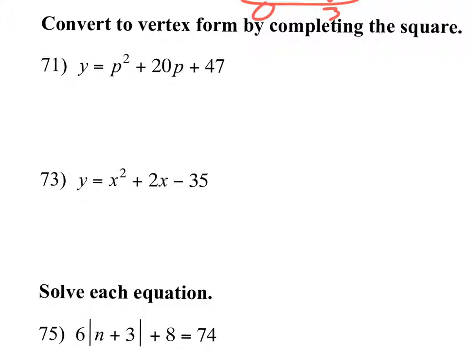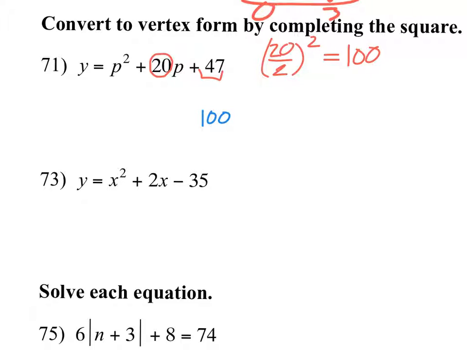For number 71, we've got to convert this to vertex form by completing the square. First thing we're going to do is take a look at that middle number and divide it by 2. So 20 divided by 2 is 10, and I've got to square it. 10 squared is going to be 100. I want this c value to be 100.